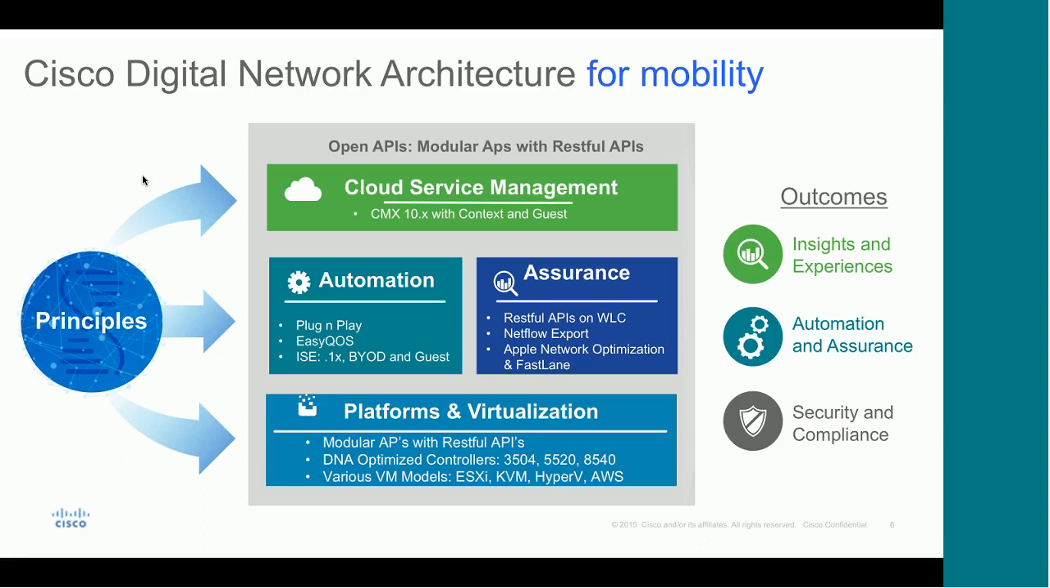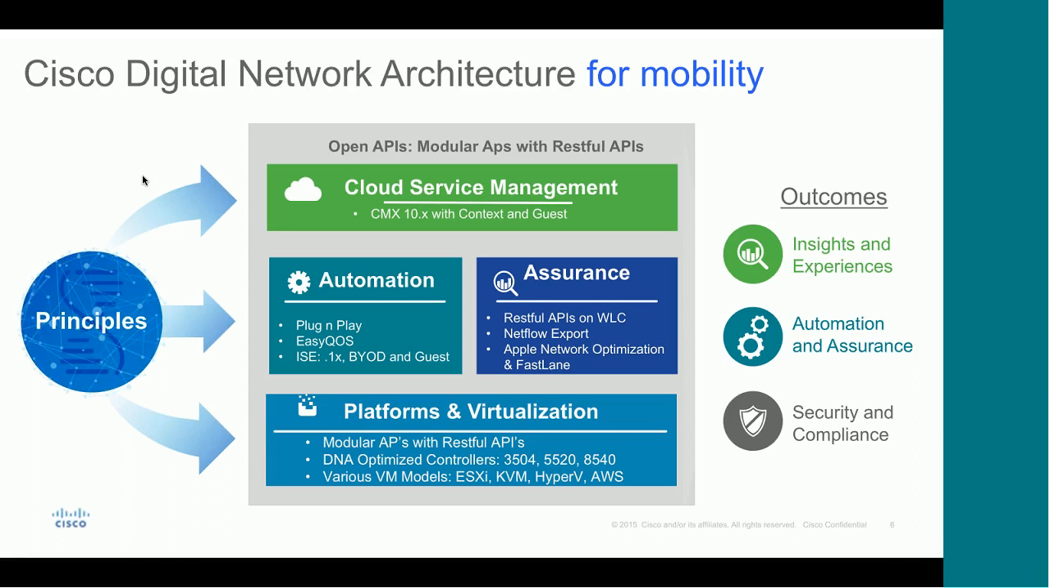I'll spend a few minutes discussing the Cisco Digital Network Architecture for mobility. For those of you that don't know what Cisco Digital Network Architecture, or DNA, is, it's basically an open and extensible software-driven architecture built on a set of design principles with the primary objective and outcomes of being insights and experiences for faster business innovation, automation and assurance, lowering cost and complexity while meeting business and user needs and expectations, and then security and compliance to reduce risk as the organizations continue to expand and grow.